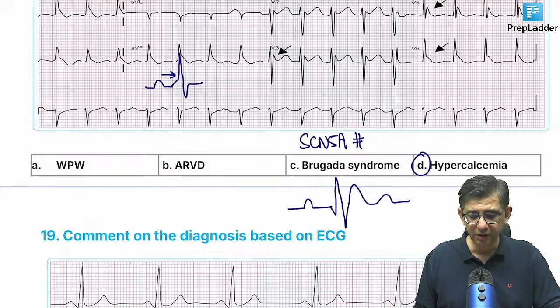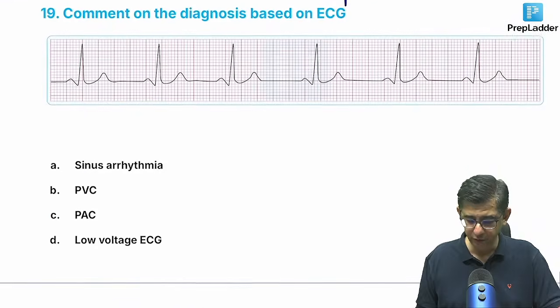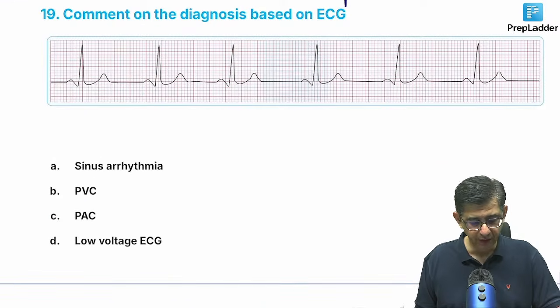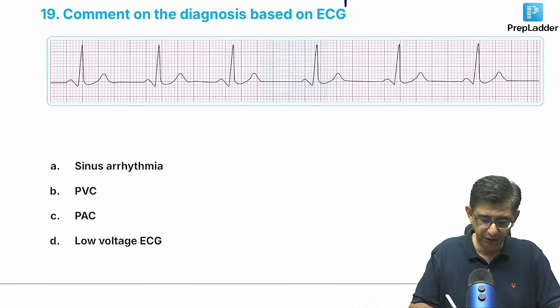So the correct answer for our question is D, and this is not Brugada, it is an Osborn wave that we have shown. Okay जी, moving to the next one. Yeah, coved pattern of ST segment elevation.